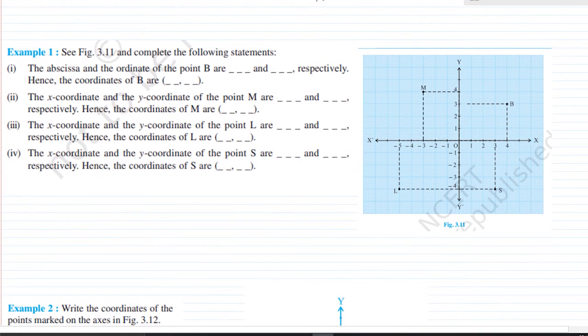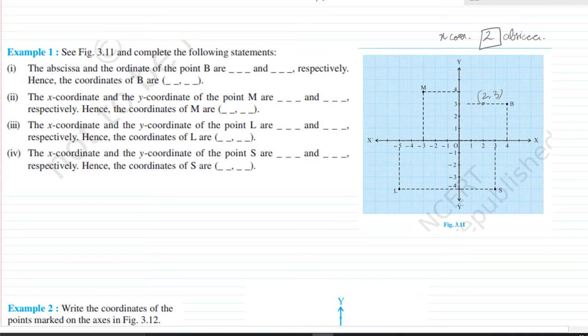So let's go to example 1. The abscissa and the ordinate of B. What's the abscissa? Like on this graph, let me take the point 2, 3. The abscissa of the point 2, 3 is nothing but our x coordinate. What's our x coordinate? It's 2, so the abscissa is also 2. And the ordinate of the point is 3.